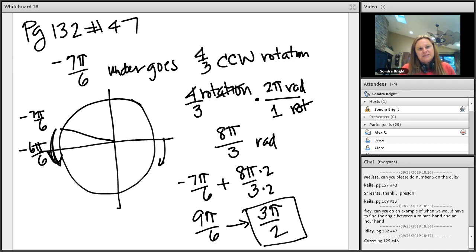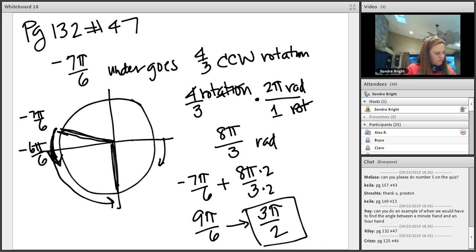So what that's saying is, if you take this and you do a 4/3 counterclockwise rotation, your angle will come here and be straight down. Yeah. All right.